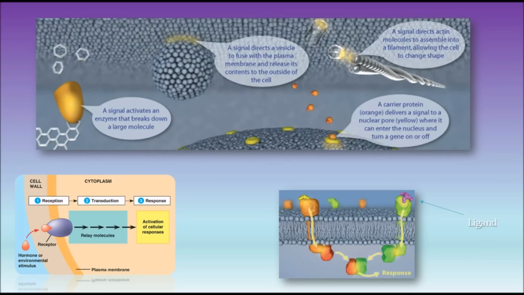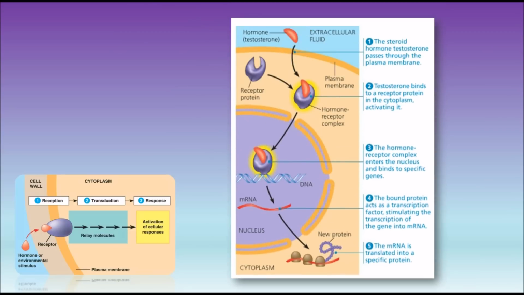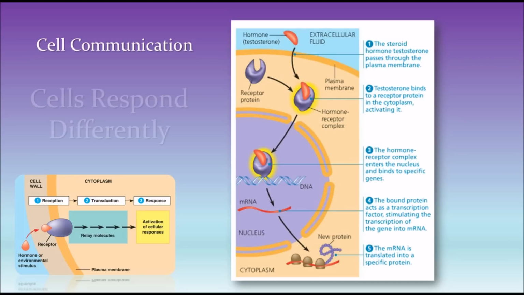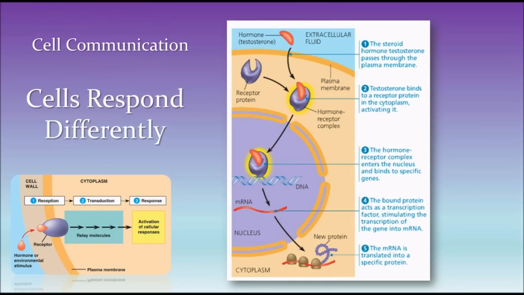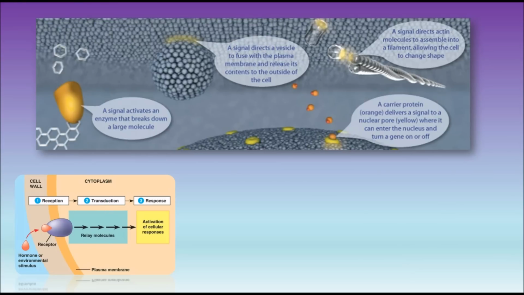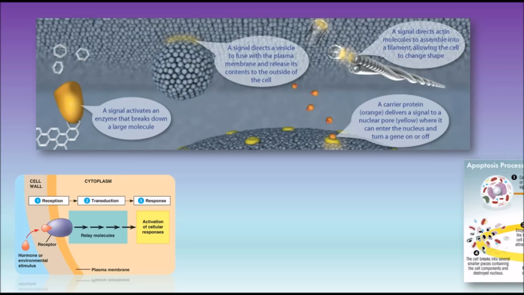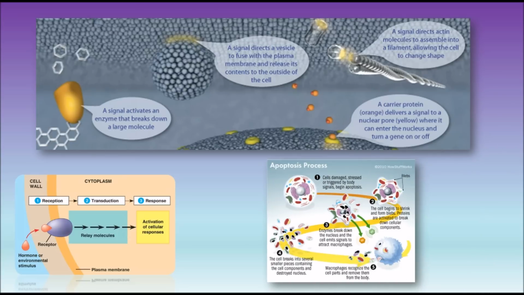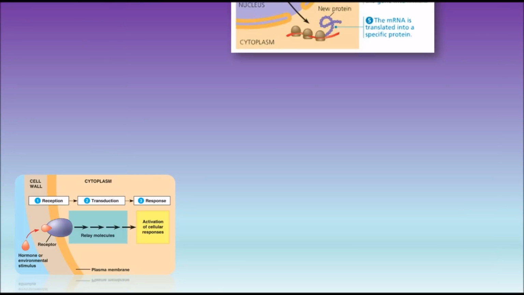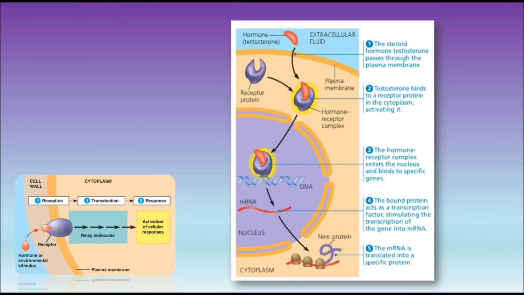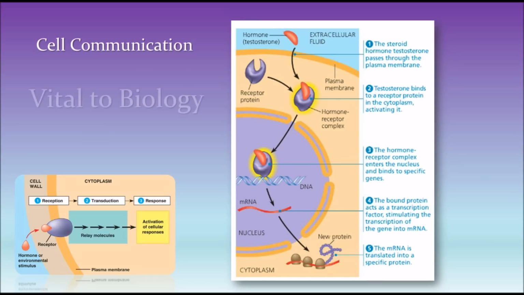activity. It changes a function or turns off a gene. Cell communication: cells respond differently. Proteins are amplified and activated with different efficiency. Activity can be changed, terminated, or decreased, changing a function or turning off a gene. Cell communication is vital to biology.